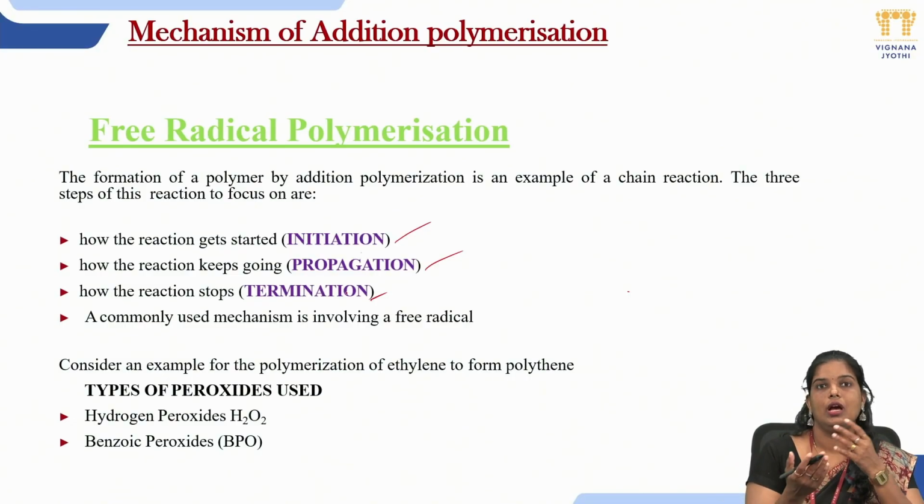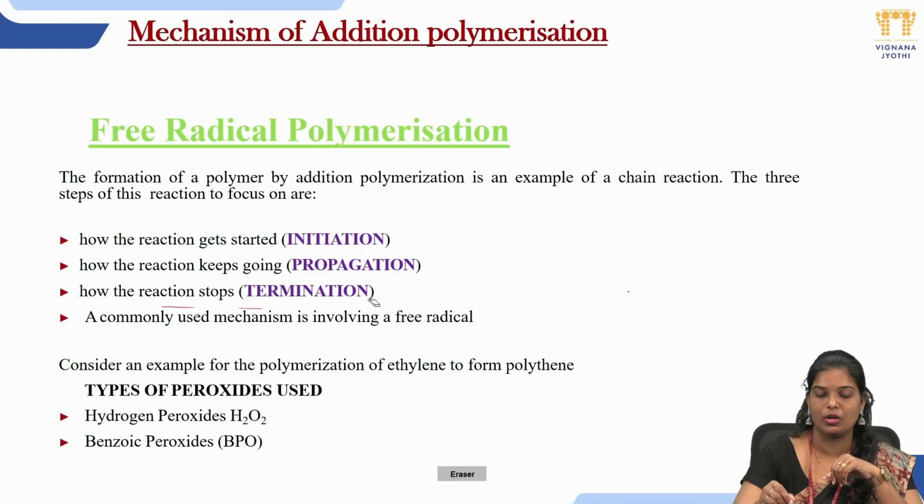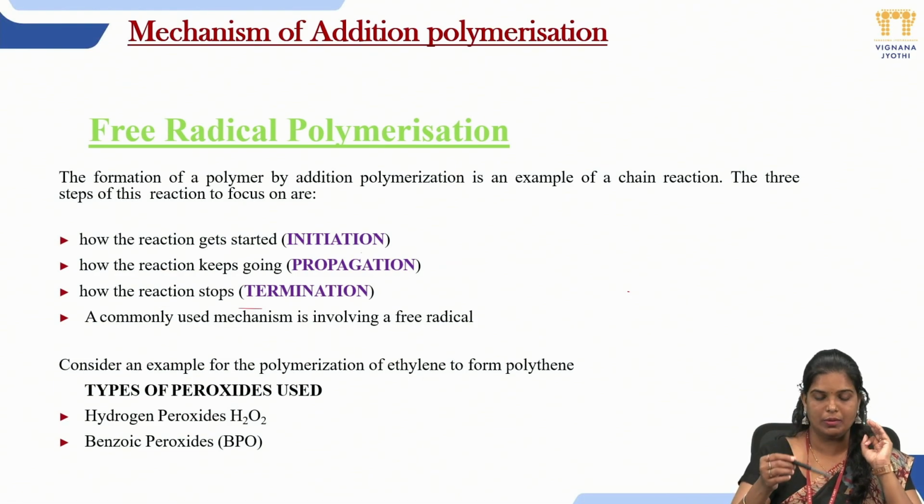Third is termination. As we say, terminate, it is like end or stop, where the reaction has to stop. So the main three stages of a radical polymerization are initiation, propagation and termination, right?